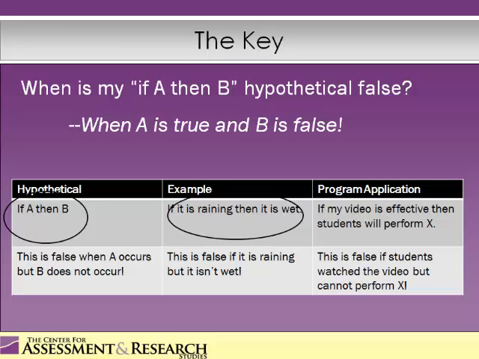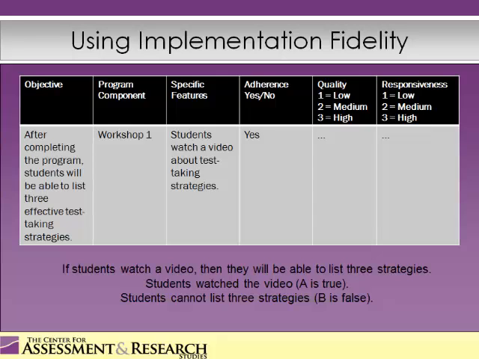With respect to a program, how might this work? Well, if my video is effective, then students will perform X. And what conditions would make this statement false? This is false if students watch the video, but they can't perform X. So we may connect this, again, to information about implementation fidelity. And if you want to know more information about that, you are more than welcome to see our other presentation.